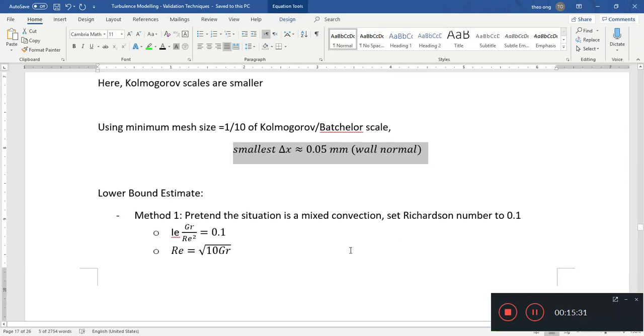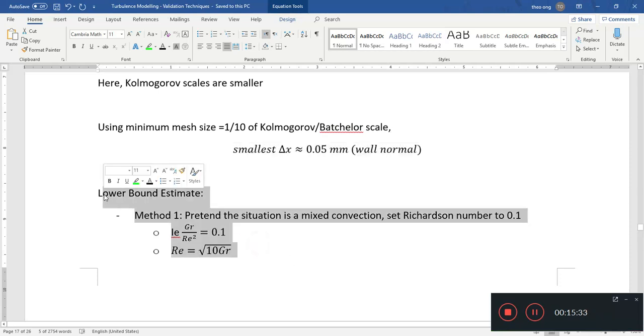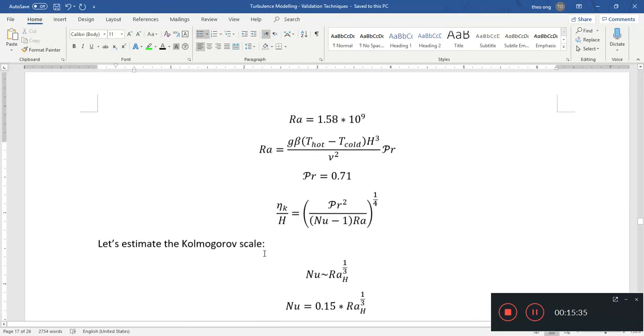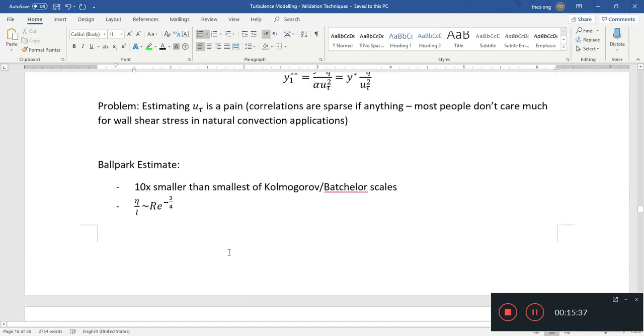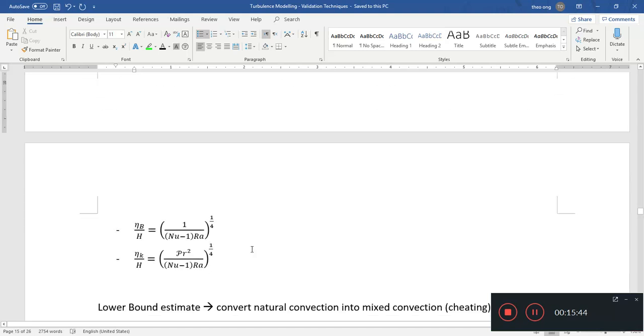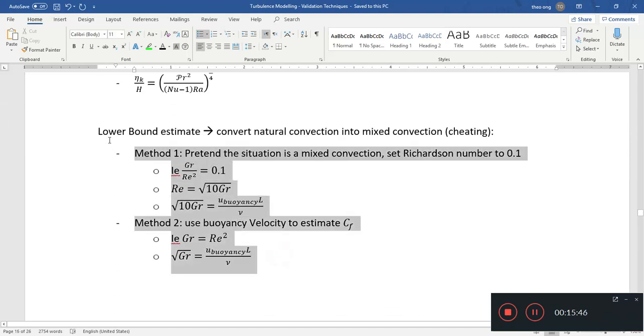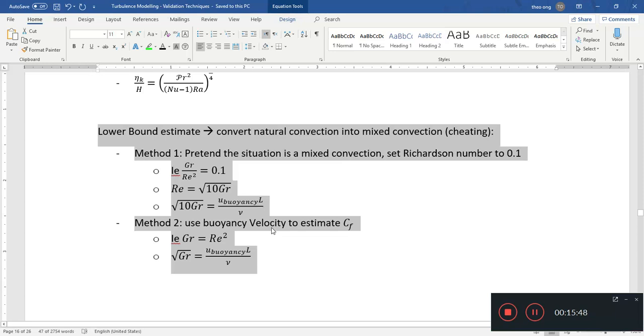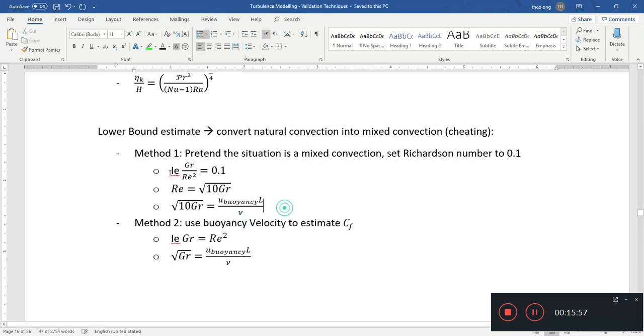And let's use our lower bound estimate again. This is our ballpark figure, based on being 10 times smaller than the Kolmogorov or Batchelor scales. Very, very easy to use, very, very fast. Now let's use our lower bound estimate, which is actually a little more grounded based on correlations. So this is somewhat conservative, especially this method 1.